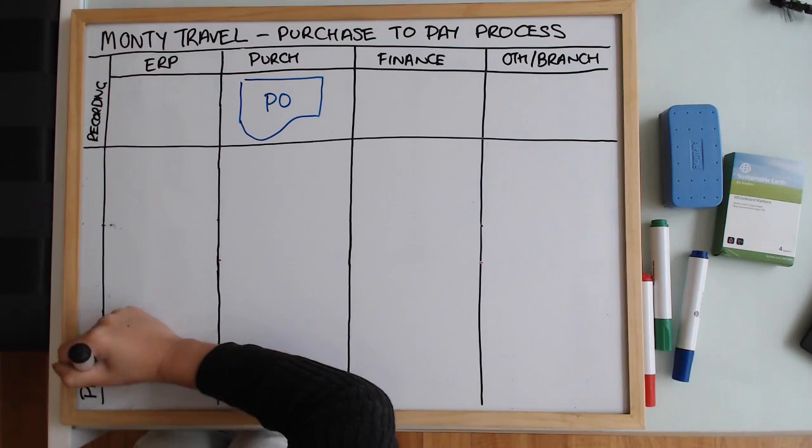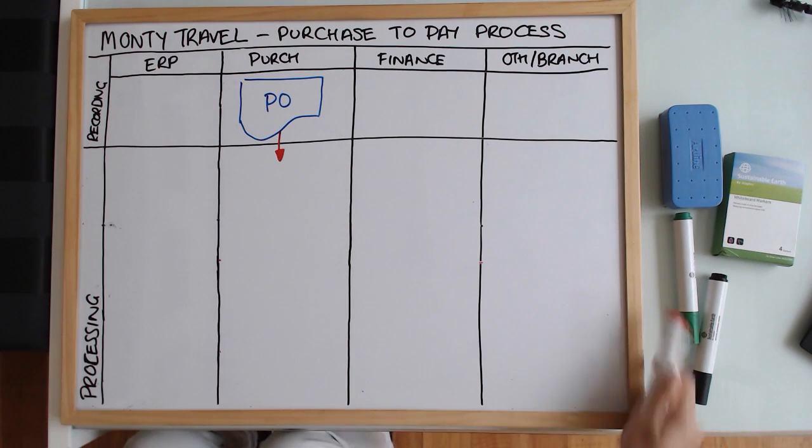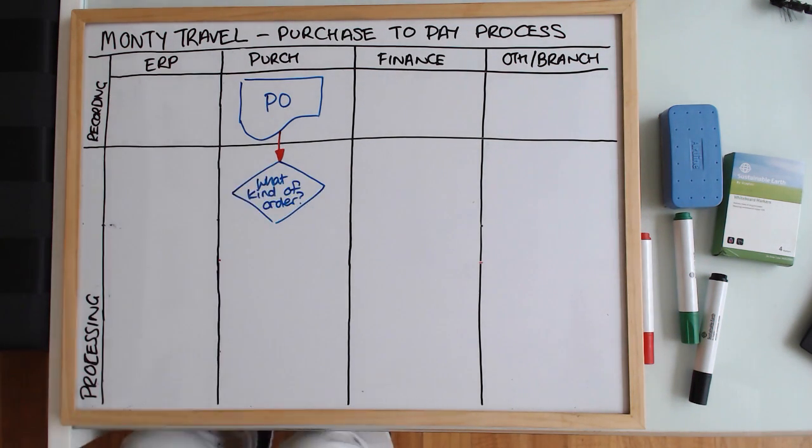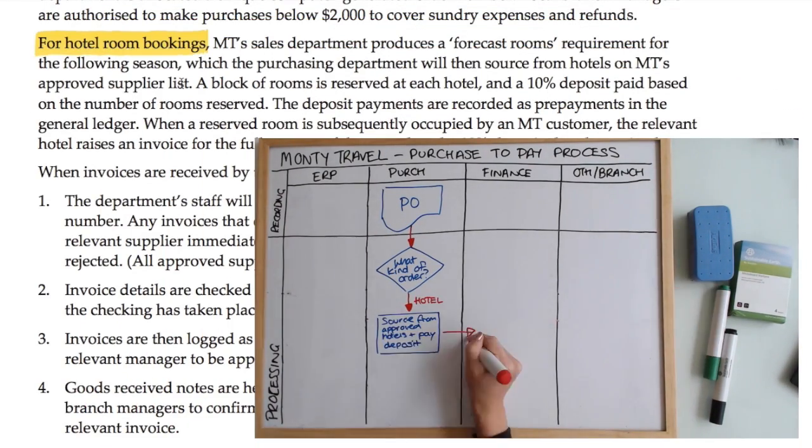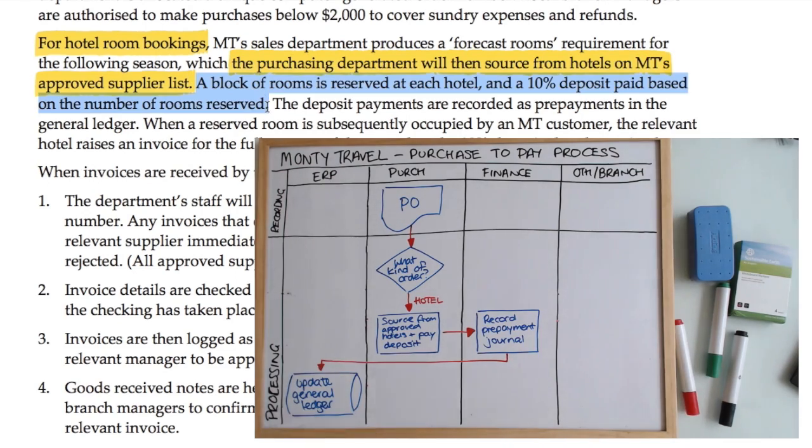Did that take a while? Don't worry, that's normal. Processing is usually the biggest phase. First, we've got a couple of decision points. The purchasing department processes POs for hotels differently to general purchases and only handles purchases for more than $2,000. Let's deal with the hotels first. The purchasing department makes block reservations and puts down a deposit, which is recorded as a prepayment.